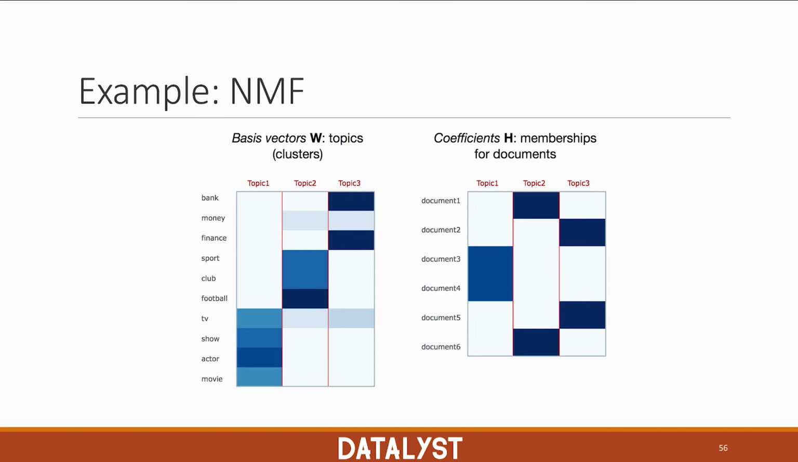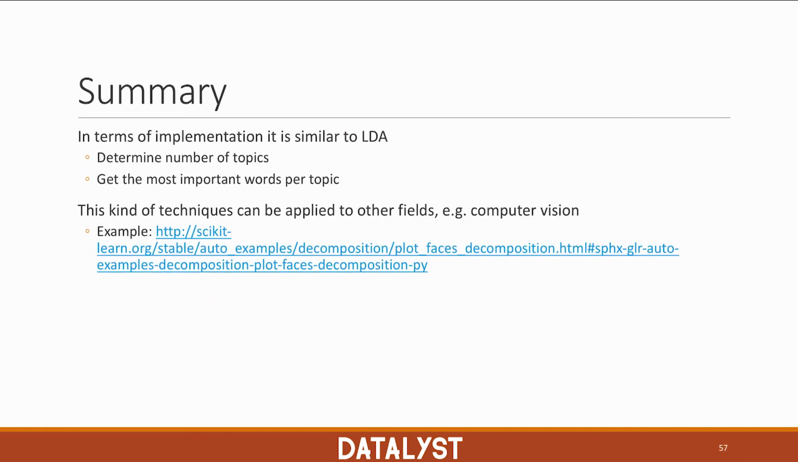And then in the coefficients matrix H, what we have is the documents as the rows and the topics as the columns. And then this matrix expresses the assignment of a document to each topic. So we can get from the basis vectors the topics and see what they express, which words are the most important for those topics. And then through the coefficients matrix, we can get the different memberships of those documents over the topics. So in terms of implementation, non-negative matrix factorization is similar to LDA. You're going to get pretty similar results with both of them. So it's more of a matter of trying out both and figuring out what works best.